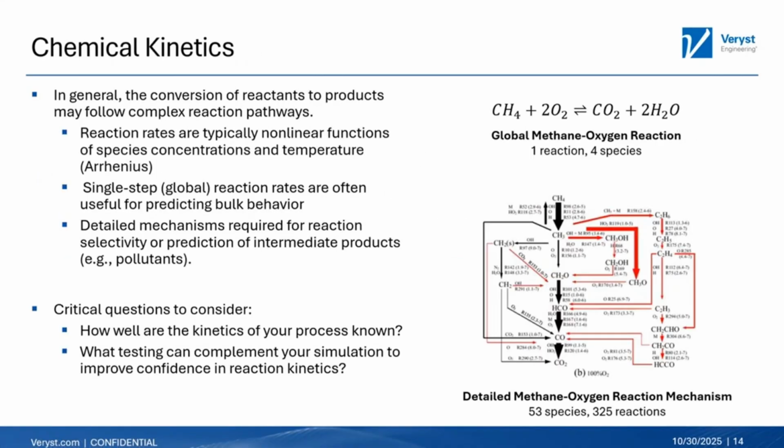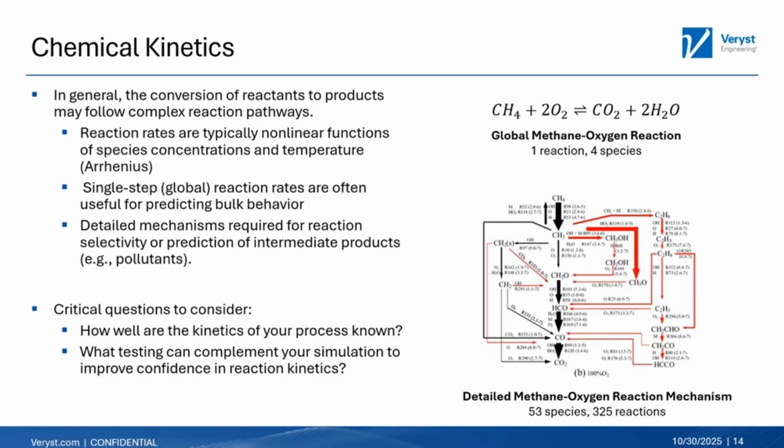Now, key to reacting flows is understanding chemical kinetics. What we mean by chemical kinetics is the pathway that reactants follow to get from their inlet concentrations to their product outlet concentrations. In general, this conversion of reactants to products may follow complex pathways. Reaction rates are almost always nonlinear functions of species concentrations and temperatures. And what you'll see is many are reduced to single, what we call global one-step reactions. An example of a methane-oxygen reaction is shown at the top right. It shows methane reacting with oxygen to form CO2 and water vapor. And while this looks like a very simple one-step equation, it obscures many, many details that may matter depending on what the goal of our simulation is.